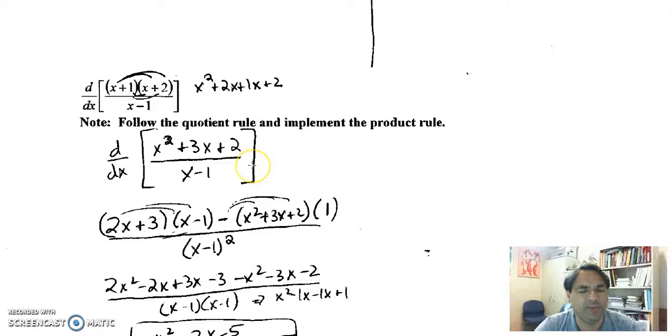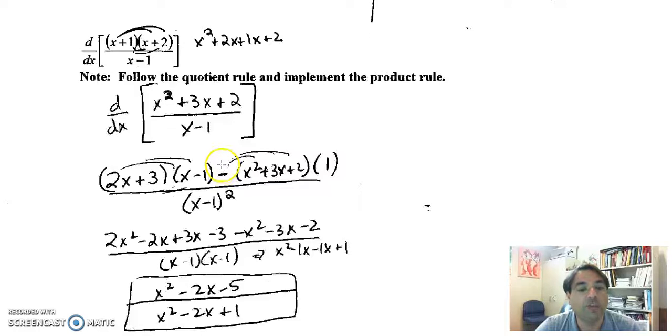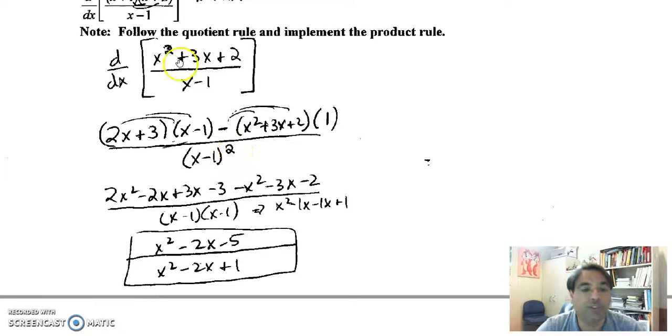Now we don't have to worry about doing product rule and quotient rule, or actually quotient rule, product rule inside of it. Then we have a simpler form. Now we're just going to do quotient rule. So let's do the full simplification. So look at the numerator. Take the derivative of the numerator. Derivative of x squared is 2x. Derivative of 3x is 3.